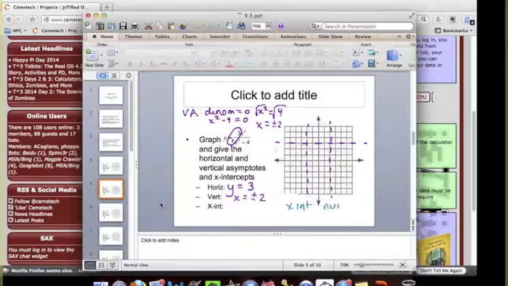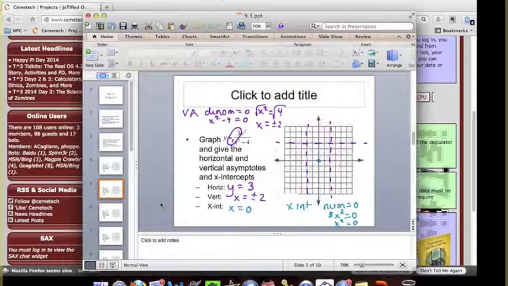X-intercepts are where the numerator equals 0. So I set the top equal to 0, 3x squared equals 0. Divide by 3, x squared equals 0. And so x equals 0 is the point on the graph where we cross the x-axis. So we cross the x-axis right at x is 0.